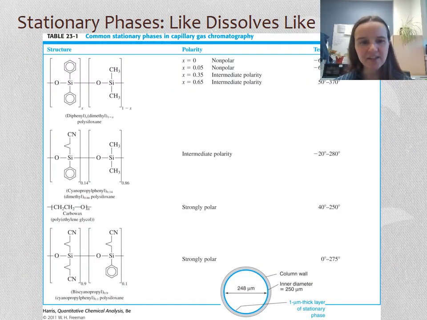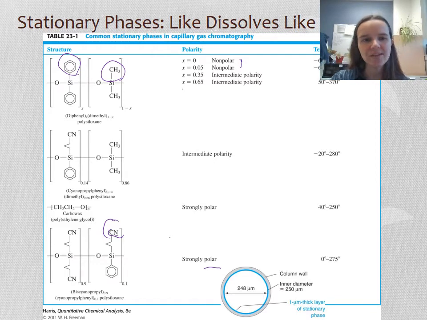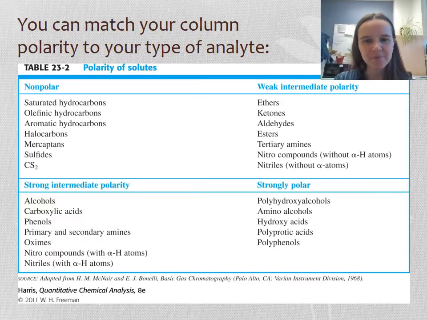The stationary phases, like dissolves like. You've seen this slide before, but I really want you to have it here when we're talking about stationary phase, where you have different things that are bonded to the silica of this fused glass column, capillary column. And so the more you put on things like cyanide groups, the more polar it becomes. Whereas if you have things like methyl groups and benzene rings, then it's more nonpolar. And that kind of depends on how much of the phenyl group you have on there. Can change the polarity a bit.